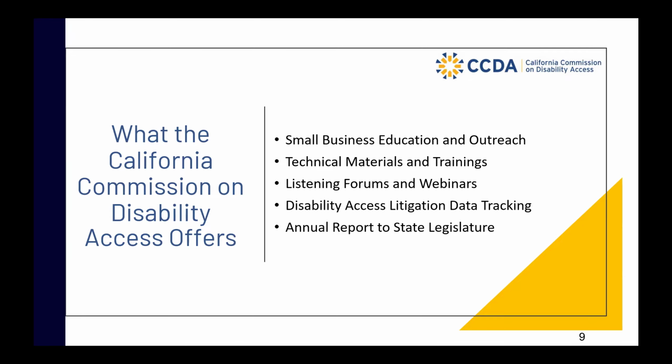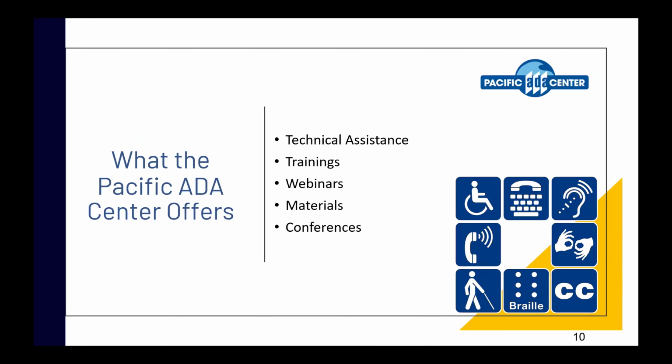And we do several things. We're a small and mighty team of 7, and we do things like small business education and outreach, technical materials and trainings, listening forums and webinars, and disability access litigation data tracking, which I'll be featuring today in my portion of the presentation. We also take all of our data and report it to the state legislature every year. What we do is collect alleged construction and website related accessibility claim data, and I will show you a little bit more about some of the highlights of how we do that momentarily. Thank you. And Jan, what about Pacific ADA Center?